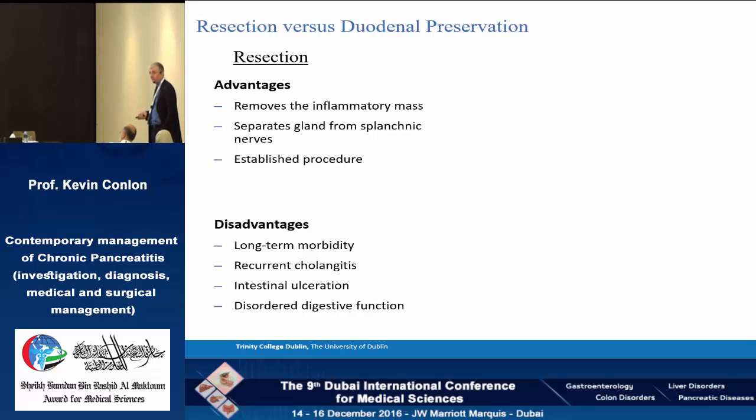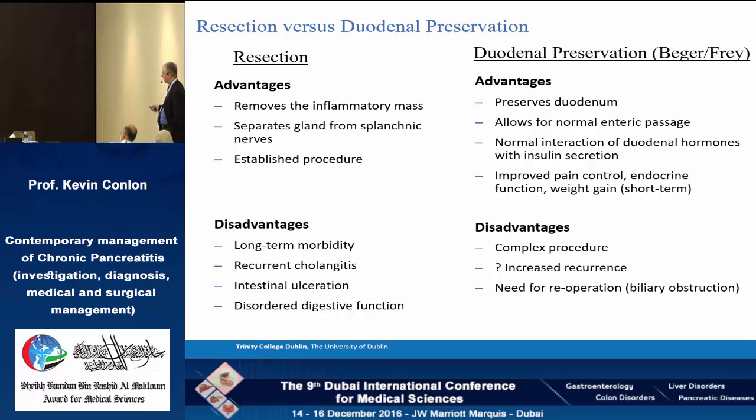In our hands, mortality of a pancreaticoduodenectomy is less than 1%. We're very used to doing it. Disadvantage, long-term morbidity. Patients have a higher incidence of developing diabetes if they haven't already got diabetes. You can get disordered digestive function. So it does have downsides. The duodenal preservation, whether you do Beger or Frey, preserves the duodenal enteric passage. Improved pain control, and endocrine function is probably preserved. Disadvantage, particularly with the Beger, it's a complex procedure, and there's very often a need for reoperation if you're not aggressive enough in terms of taking the inflammation around the bile duct. But it is a complex procedure.